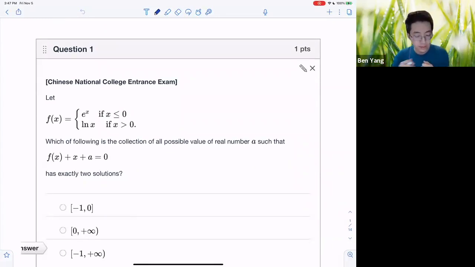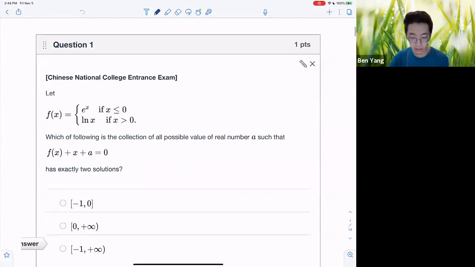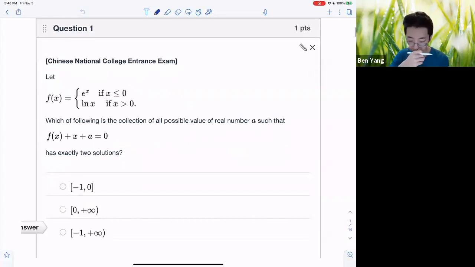So we have f of x, which is equal to e to the power of x when x is smaller than or equal to 0, and it is log of x if x is greater than 0. Which of the following is the collection of all possible values of real number a such that f of x plus a equals 0 has exactly two solutions?